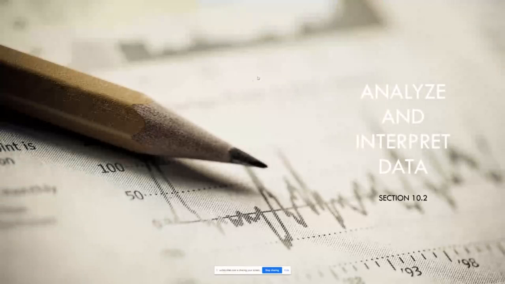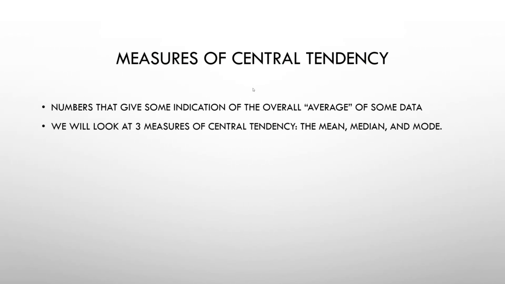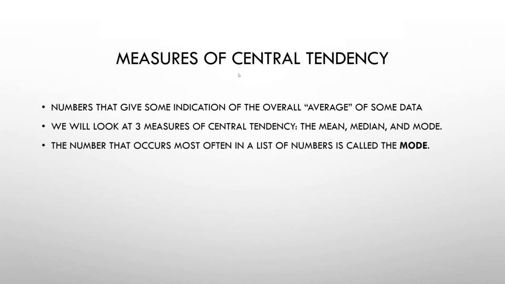Okay, so we're going to be looking at section 10.2 today, which is called Analyze and Interpret Data. We're going to be looking at things like the mean, the median, and the mode. We're going to start with measures of central tendency, and these are numbers that give some indication of the overall average of the data set. We're going to look at three measures of central tendency, which are the mean, the median, and the mode.